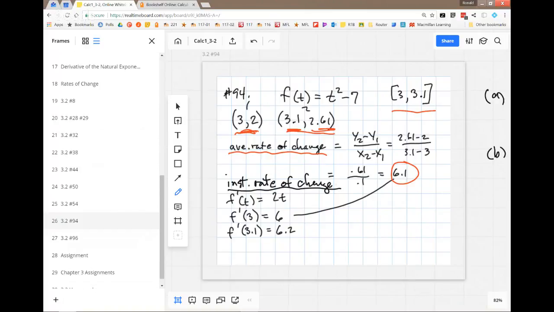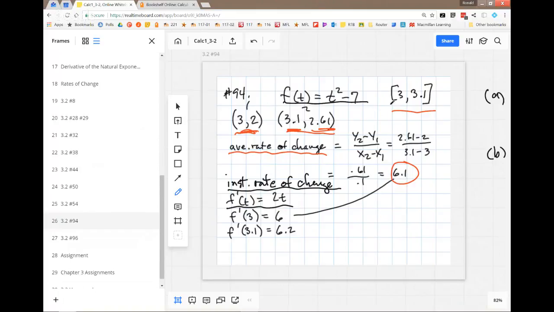Now we need a derivative. So what's the derivative of the function f of t? Power rule, 2 times t, reduce the power by 1, minus 7, the derivative of a constant is 0. So here's your derivative. Okay, now what's the derivative when you're at the first point, 3? What's f prime at 3?